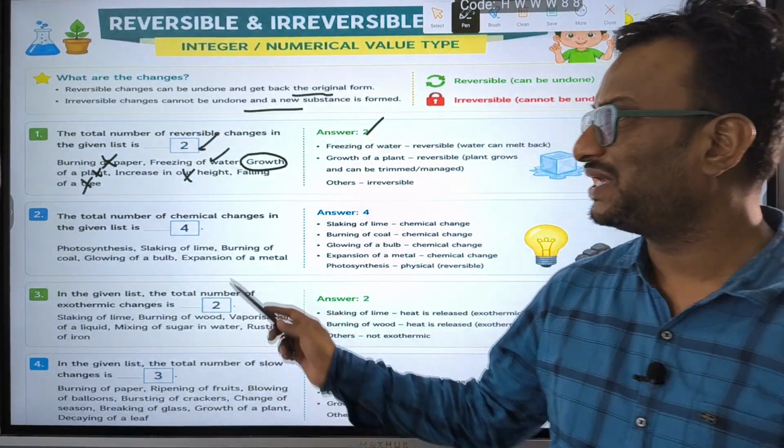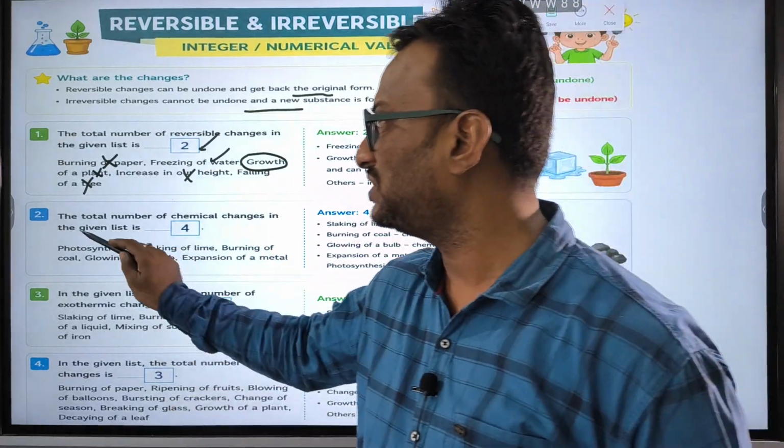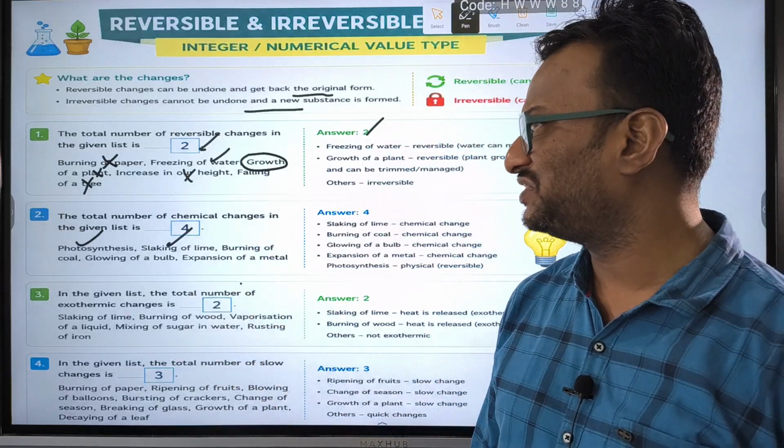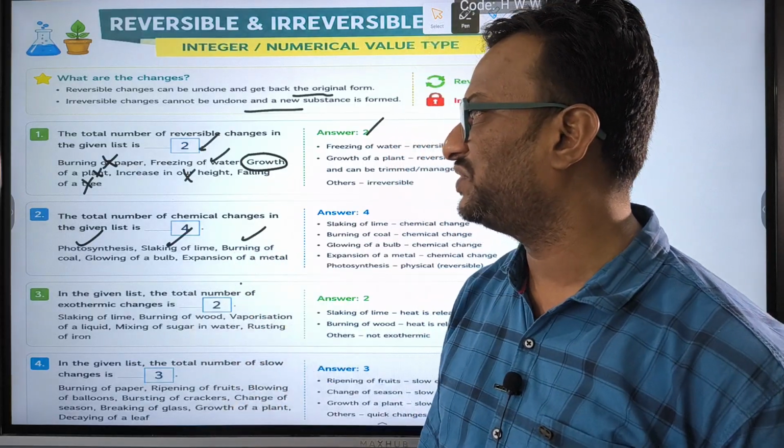The total number of chemical changes in the given list. Photosynthesis, yes, it is a chemical change. Slaking of lime is a chemical change. Burning of coal is a chemical change.